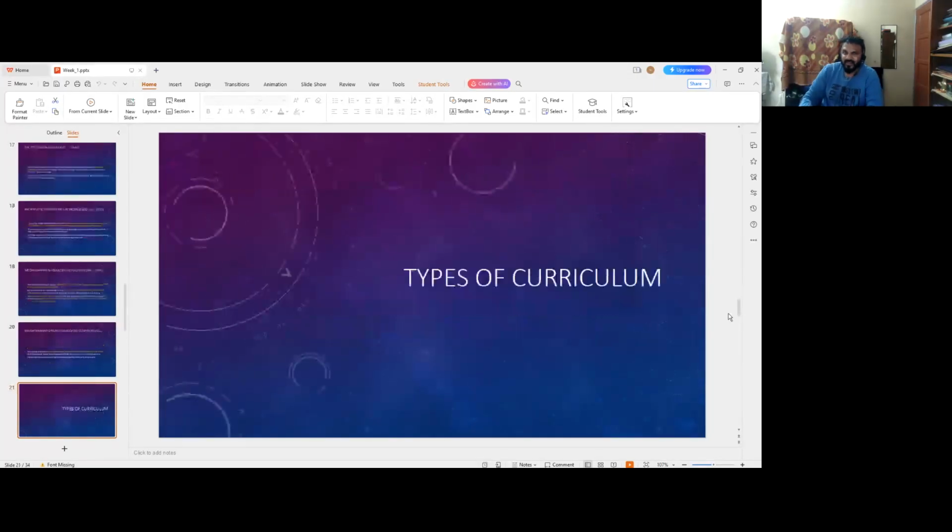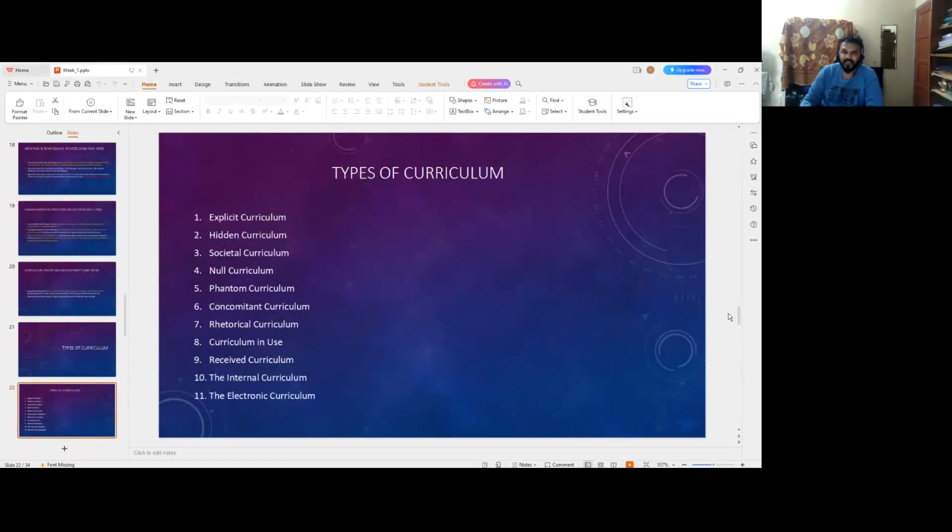And then let's see the types of curriculum. There are 11 types of curriculum: explicit, hidden, societal, null curriculum, phantom curriculum, concomitant curriculum, rhetorical curriculum, curriculum in use, received curriculum, the internal curriculum, the electronic curriculum. So these are the types of curriculum.